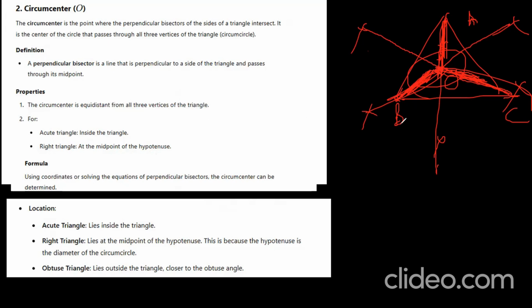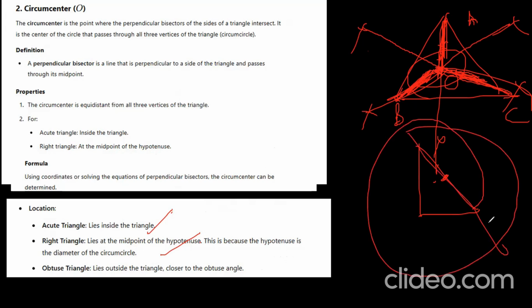Next, the location. For an acute angle triangle, it is going to be inside the triangle. For a right angle triangle, it is going to be the midpoint of the hypotenuse, like here, you are getting the circumcenter. Why? Because the hypotenuse is the diameter of the circle. Like this, you will get. For an obtuse angle triangle, it lies outside the triangle, closer to the obtuse angle. Okay, got it.